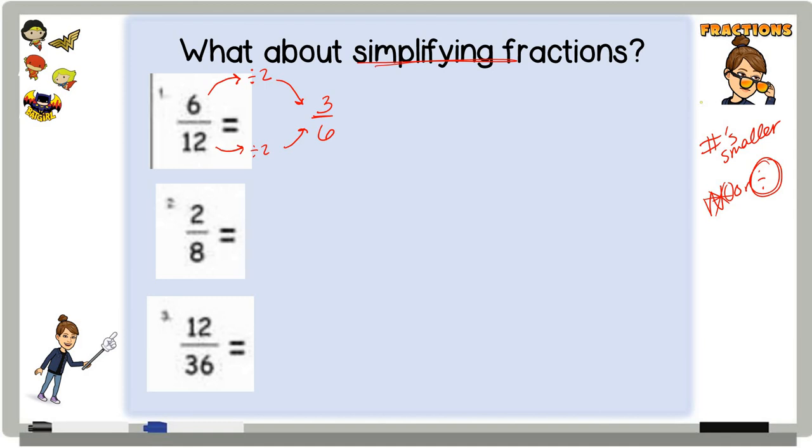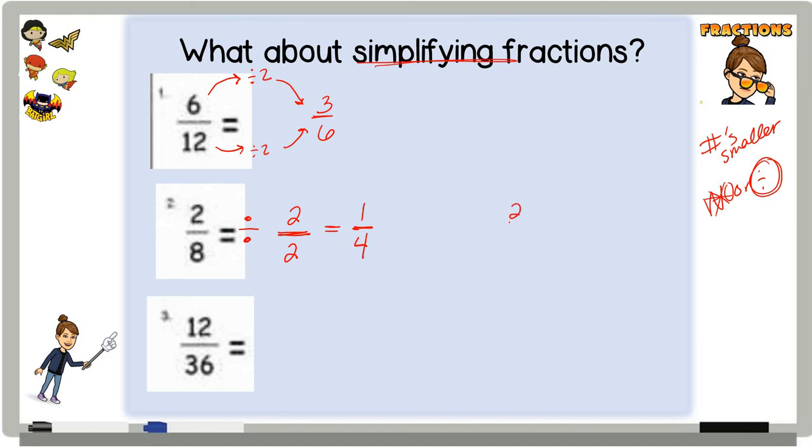2 and 8. 2 and 8 have a common factor of 2, so they both can be divided by 2. Now, when I set this up, what I like to do is show that I have to divide by some type of fraction. I'm going to divide by 2, but what I do to the top, I have to do to the bottom. So I show here that I'm dividing by 2 over 2. And I know 2 divided by 2 is 1, and 8 divided by 2 is 4.